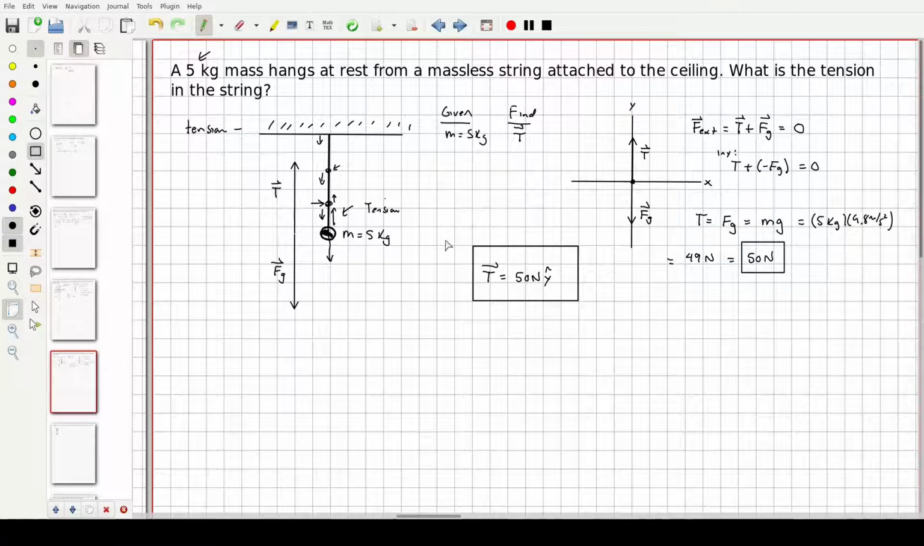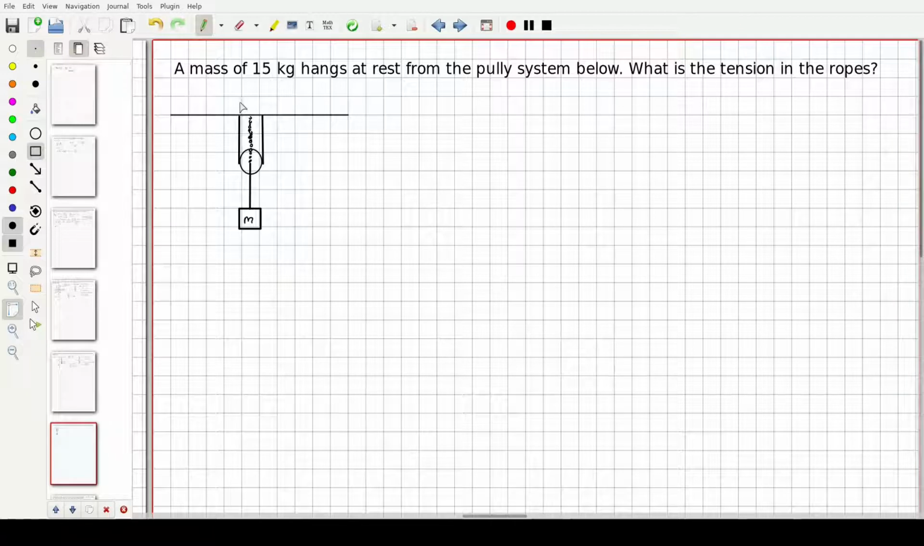Now, let's work another. A mass of 15 kilograms hangs at rest from the pulley system below. What is the tension of the ropes? Now, once again, we're dealing with the common force of tension. The reason why I want to work this problem is to show you some of the unique and very useful properties of tension. Now, this rope wraps around like this and holds up.